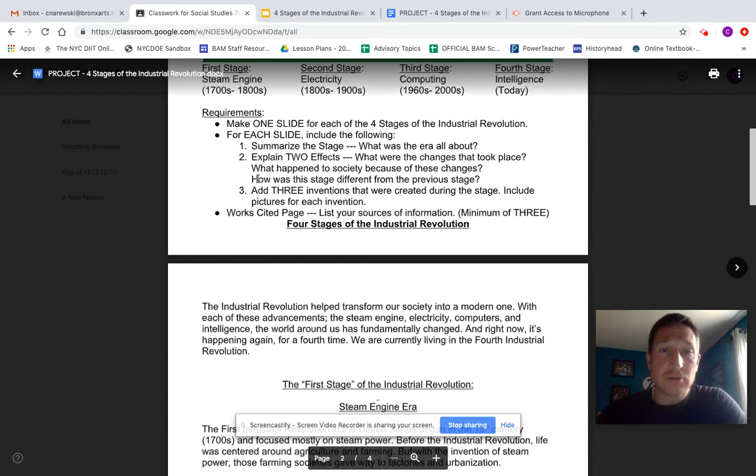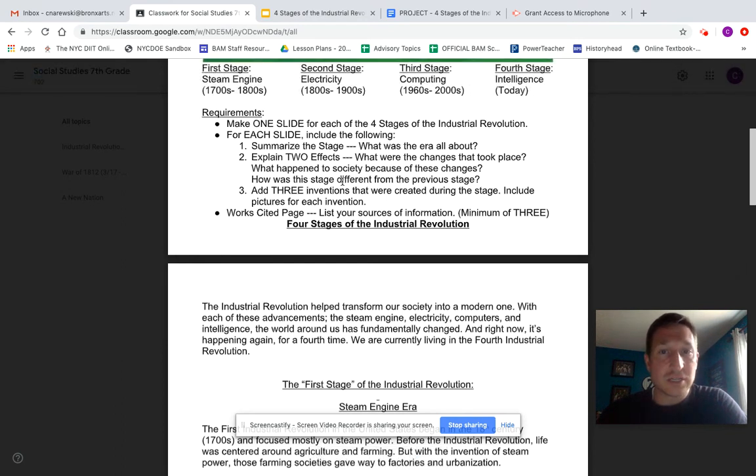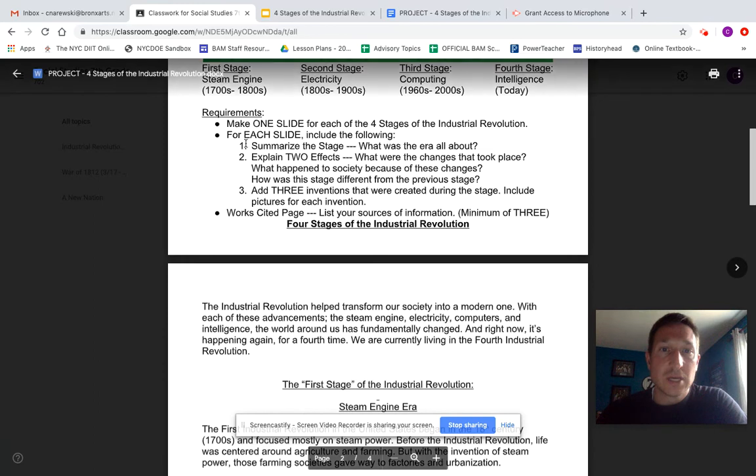And you could even answer this question. How was this stage different than previous stages? Think about effects, long-term changes. How has life changed because of the Industrial Revolution?